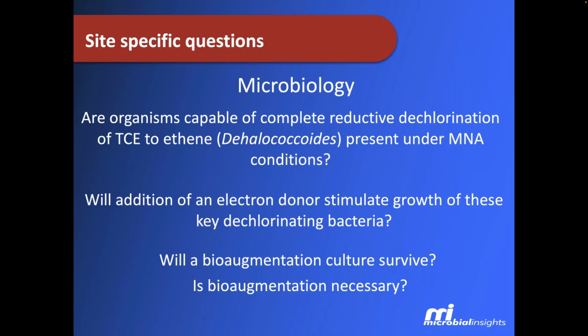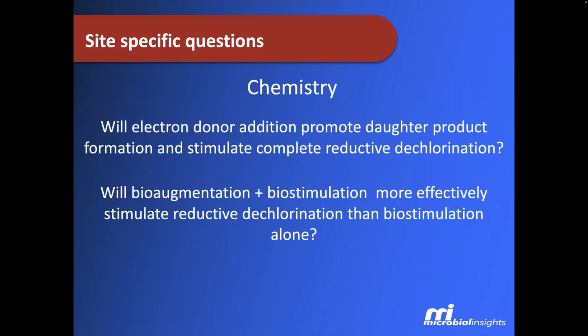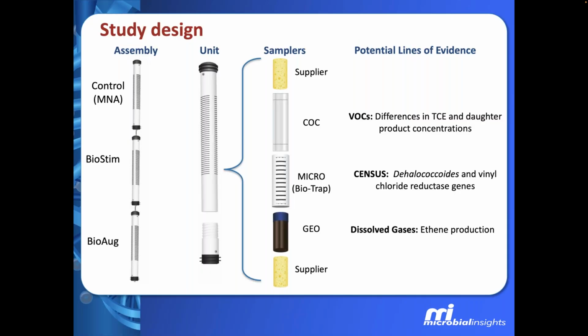Are they present under M&A conditions without biostimulation, without bioaugmentation? Will the addition of electron donors stimulate these organisms? Will a bioaugmentation culture survive in this environment? And is a bioaugmentation culture actually necessary? And on the chemistry side, of course, we're looking for the formation of daughter products and whether the formation of those daughter products is going to be stimulated by either bioaugmentation or biostimulation, or the combination of the two.